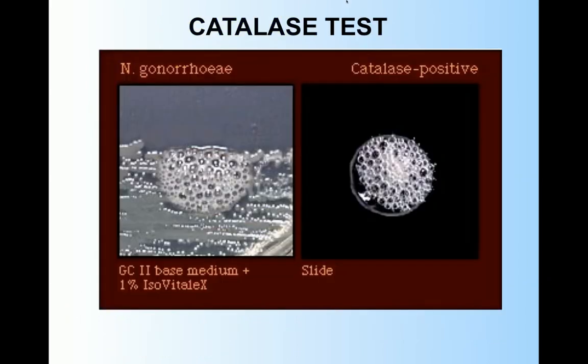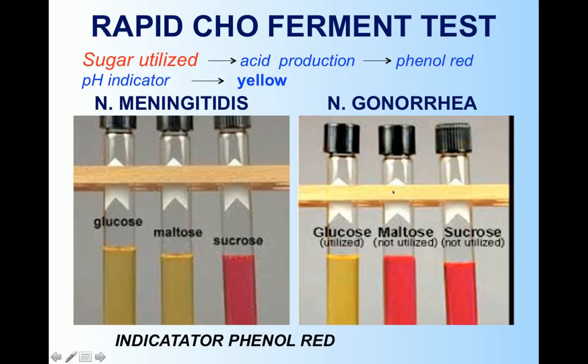Coming to catalase test, this organism is also catalase positive. Again, we have done this test several times. You're going to put a drop of hydrogen peroxide on the slide, add well isolated colonies to it, and they will start bubbling if catalase is positive.